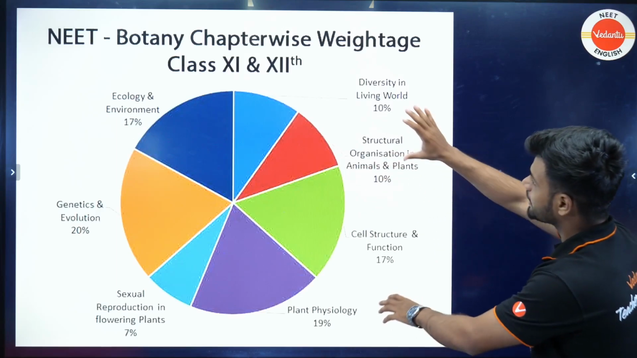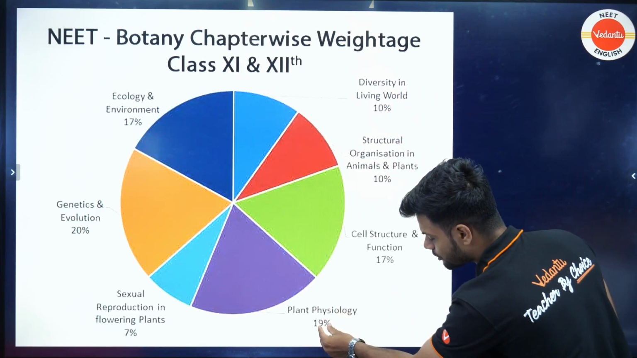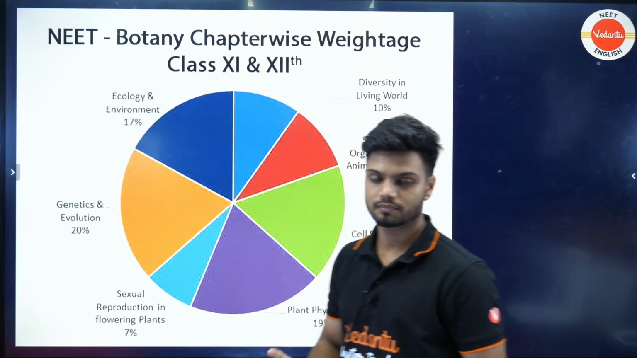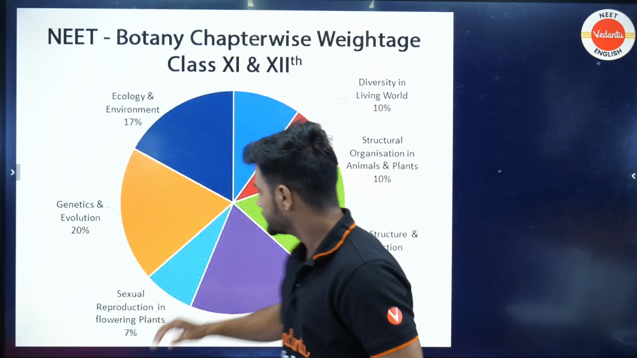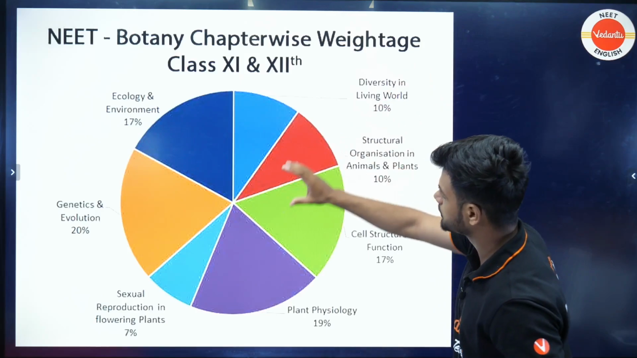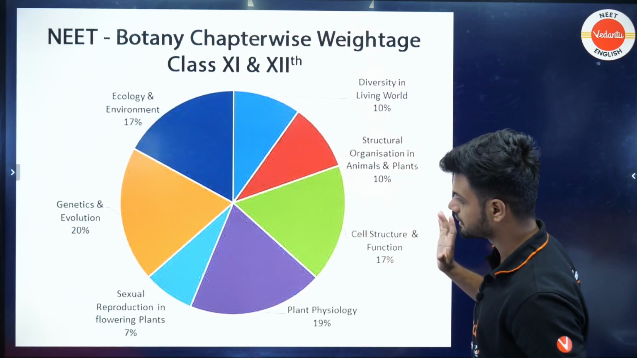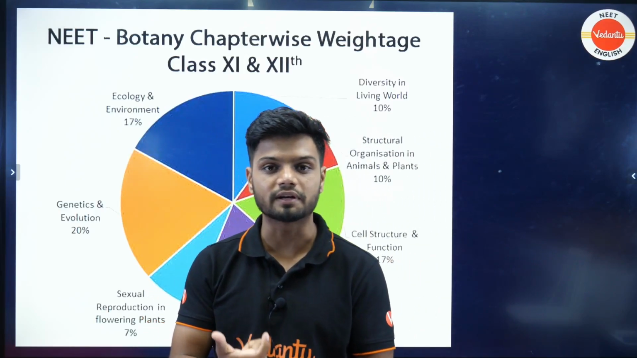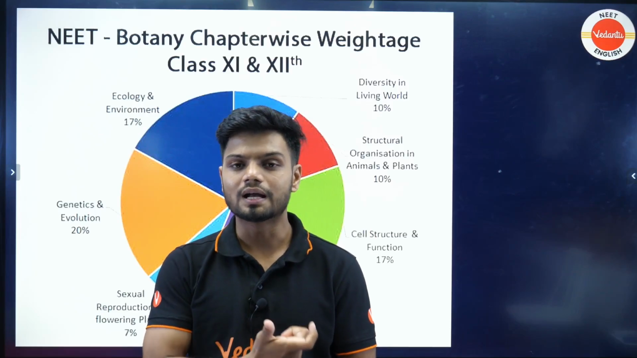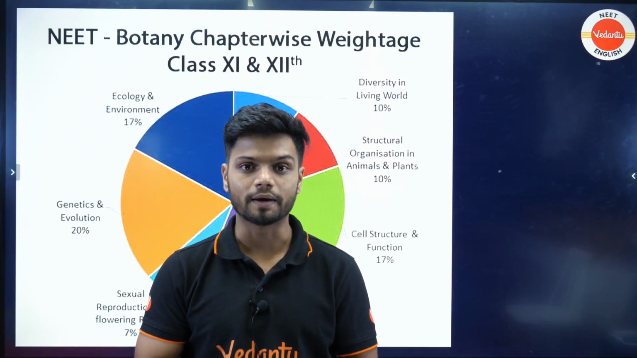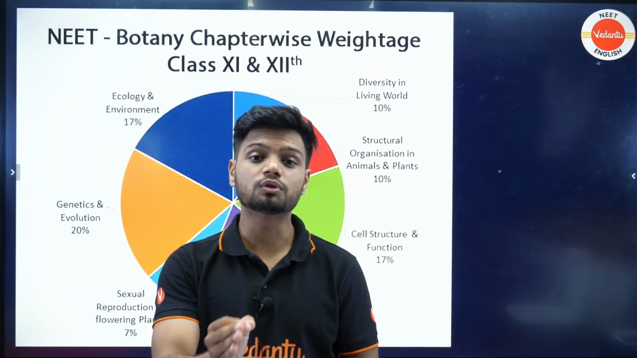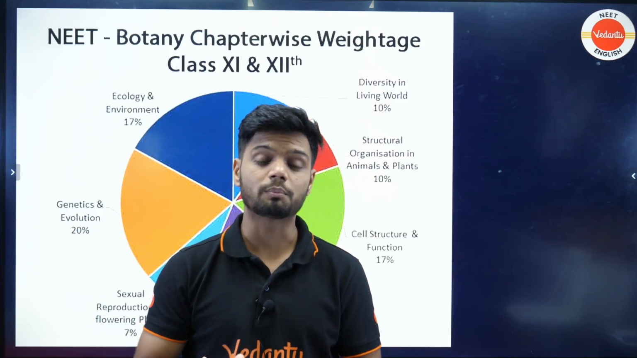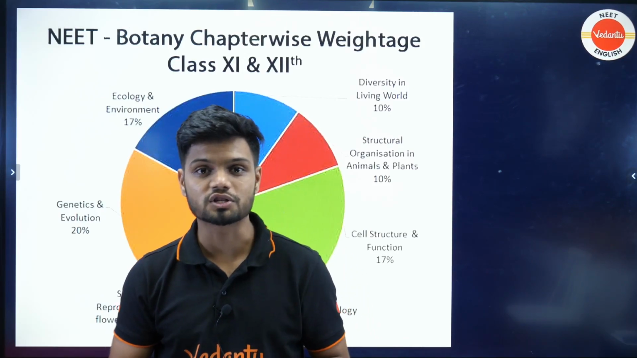Now, if you look at your class 11th and 12th botany, plant physiology holds around 19%. That is all the 3 chapters. Then we have your cell chapter, which has high weightage, that is 17%. Apart from that, ecology also plays a significant role with a 17% weightage. And if you know last year's examination, that is NEET 2024, more than 5 questions were there from only one chapter from your ecology, that is the diversity chapter.